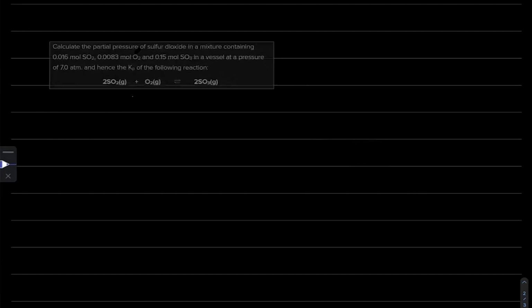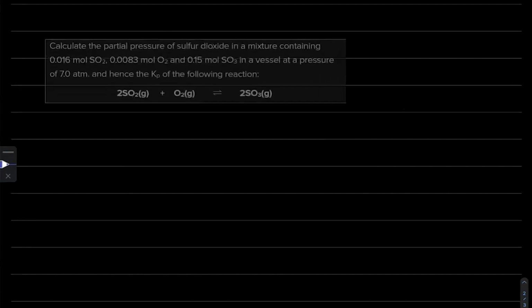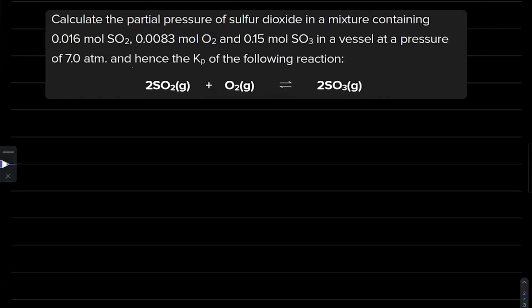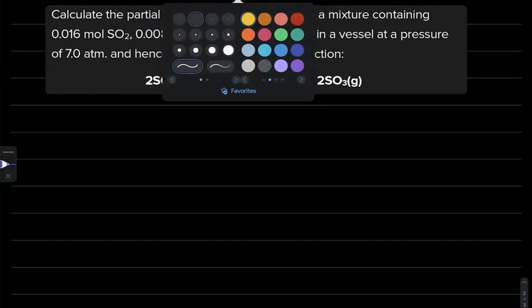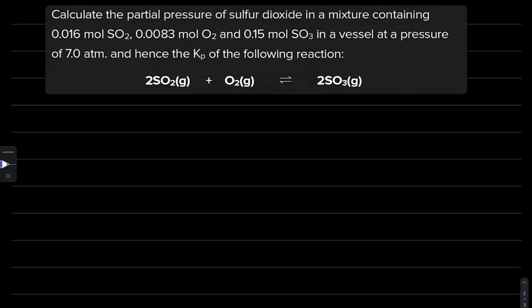So let's do a simple question. The method is still the same, slightly different in that now you will have to figure out the mole fraction before you're able to find the partial pressure. Again, the pressure of any one gas comes from the partial pressure of that gas. Let's do a question and you will understand. Calculate the partial pressure of sulfur dioxide in a mixture containing this.